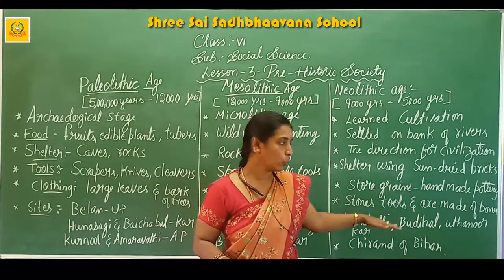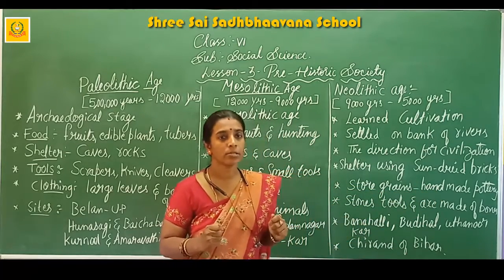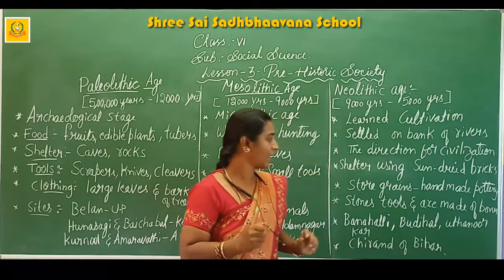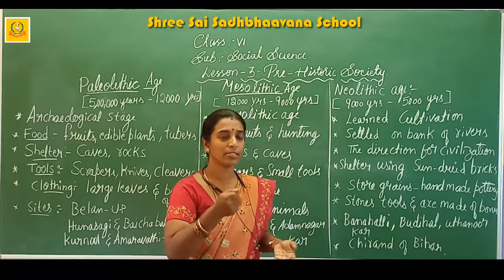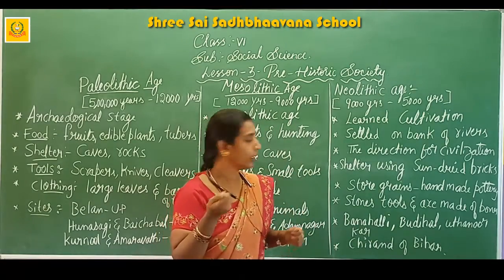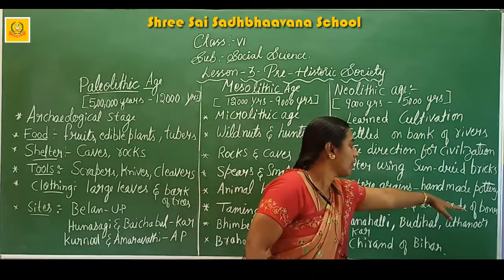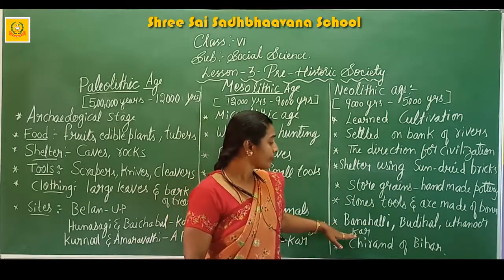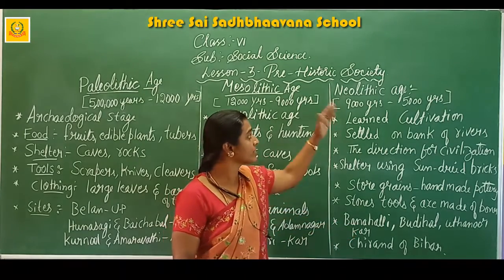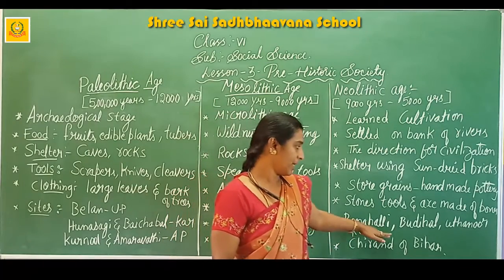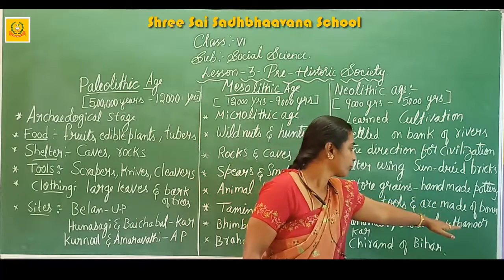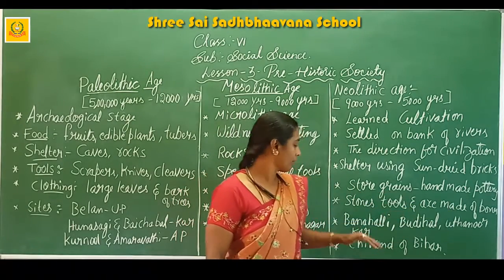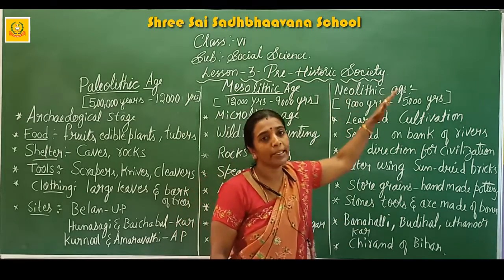Next, they used stone tools and hand axes made of bones. Hand axe means a small axe which we can use in the hand. Using bones, they made some axes also. The sites of this Neolithic age are Banahalli, Budihal and Utnur of Karnataka and Chirand of Bihar, etc.